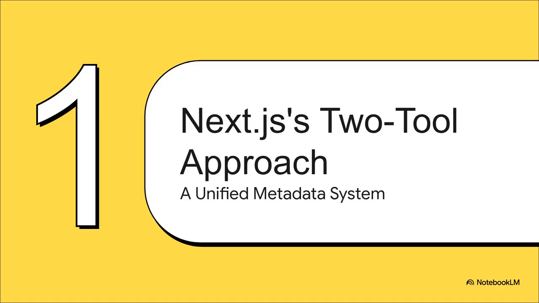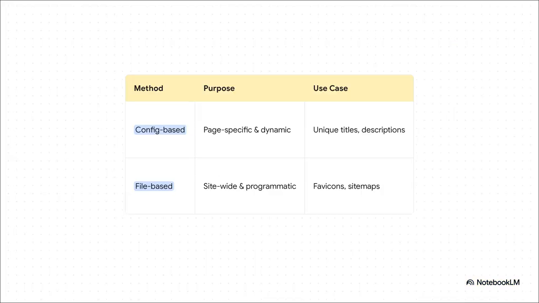Now this is where Next.js becomes a total game changer because it simplifies this whole process with a really smart, unified system. It basically gives us two different but complementary ways to manage all of our site's metadata. Okay, so this Next.js strategy breaks down into two parts. Think of it like this. The config-based method is for the nitty-gritty details of each specific page, like the unique title for a blog post. Meanwhile, the file-based method is for the big site-wide stuff, the global rules and assets, like your site's icon that shows up in the browser tab. You're going to use both of them together for a really complete, robust setup.